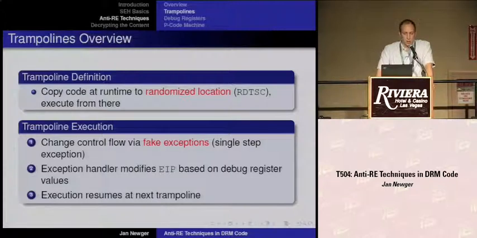Okay, so trampolines, in this case, are code which is copied at runtime to a randomized location, and RDTSC is used as a seed for a random number generator to choose the destination of the trampoline. And when the trampoline has been copied, execution is resumed from the destination.